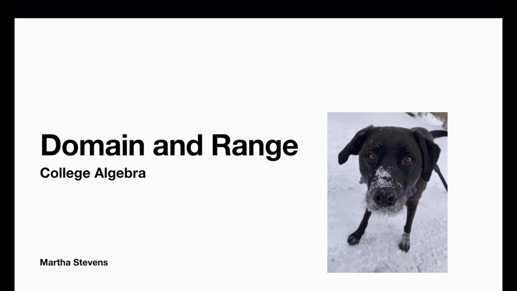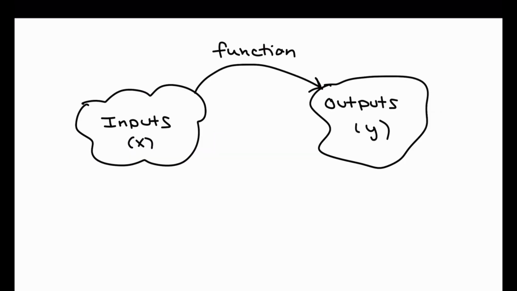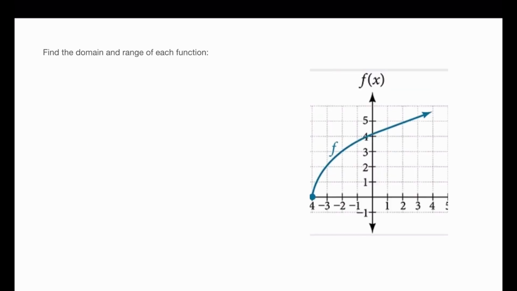In this video, we're going to continue talking about functions, specifically looking at domain and range. In the previous video, we learned that a function maps a set of inputs into a set of outputs, such that every input corresponds to only one output. We call the set of all inputs the domain of the function, and the set of all outputs the range of the function. So let's do a couple of examples with graphs, and we'll do some examples with equations as well.